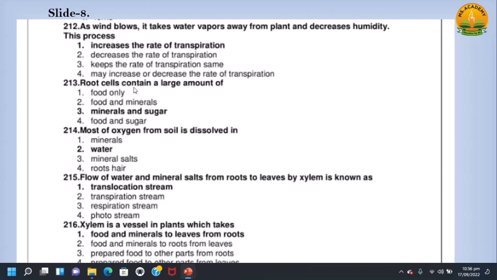Root cells contain a large amount of, right option is 3, minerals and sugar. Most of the oxygen from soil is dissolved in, right option is 2, water. The flow of water and mineral salt from roots to leaves by xylem is known as, right option is 1, translocation stream. Xylem is a vessel in plants which takes, right option is 1, food and minerals to leaves from roots.